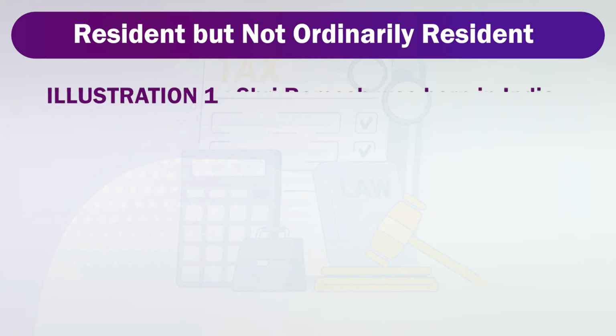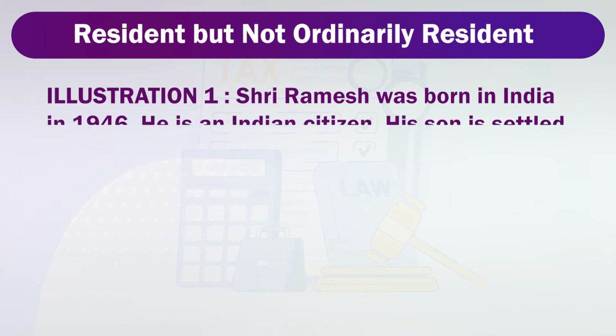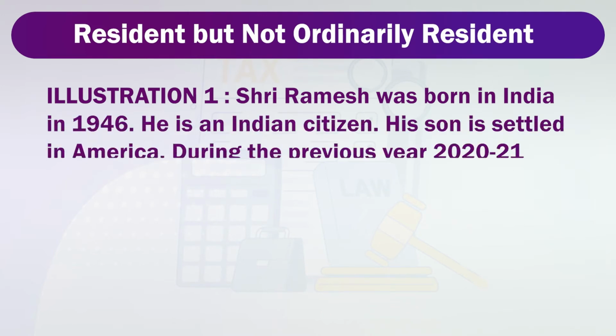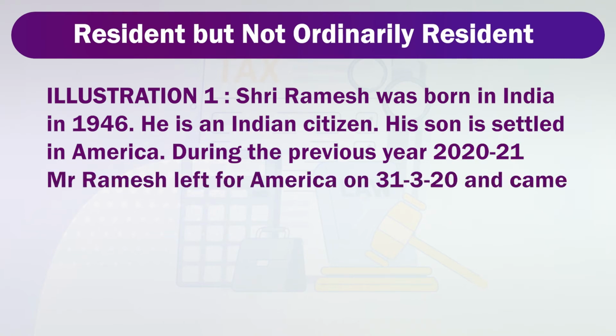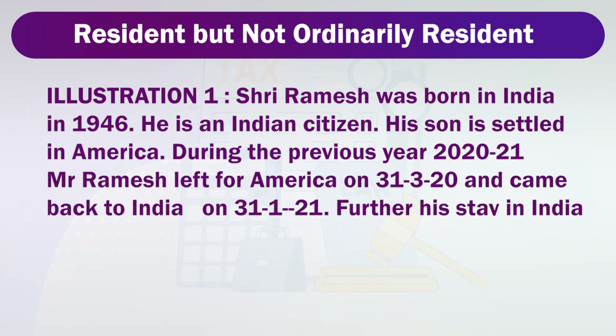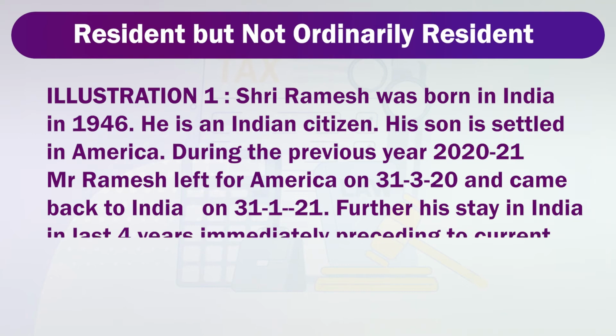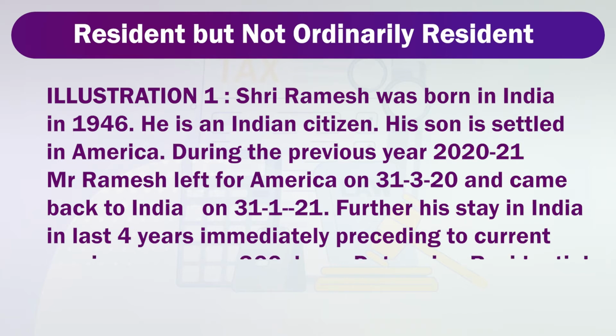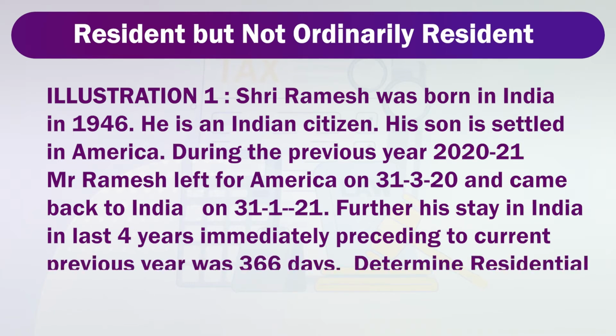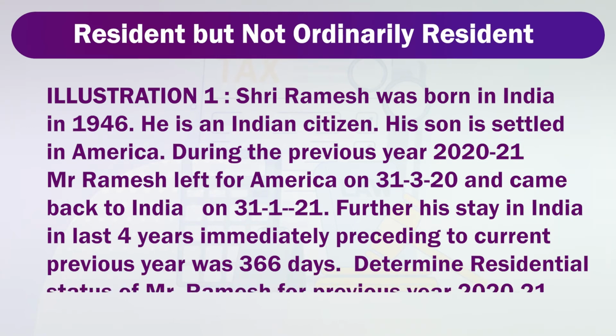Illustration 1. Sri Ramesh was born in India in 1946. He is an Indian citizen. His son is settled in America. During the previous year of 2021, Mr. Ramesh left for America on 31st March 20 and came back to India on 31st January 2021. Further, his stay in India in last 4 years immediately preceding to current previous year was 366 days. Determine residential status of Mr. Ramesh for the previous year 2021.